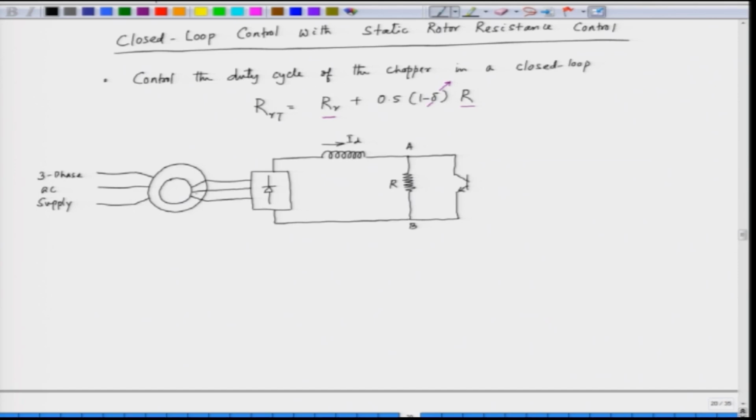So, what we do here, we have a speed sensor. This is the rotor, and with the rotor we connect a speed sensor. The speed sensor will give us the actual speed, which is omega m, and this omega m is compared with the reference speed. We want to keep a reference speed which is omega m star, and this error is fed to a PI controller.